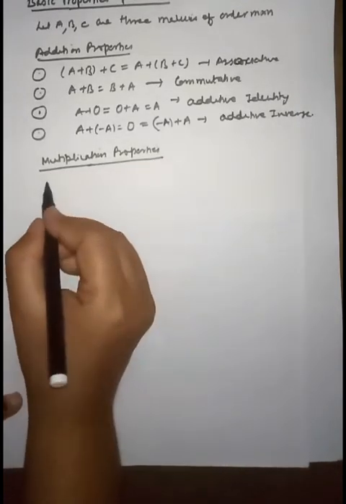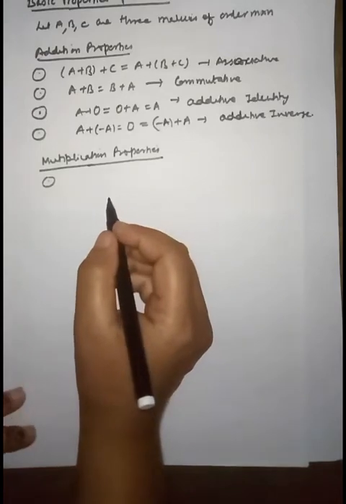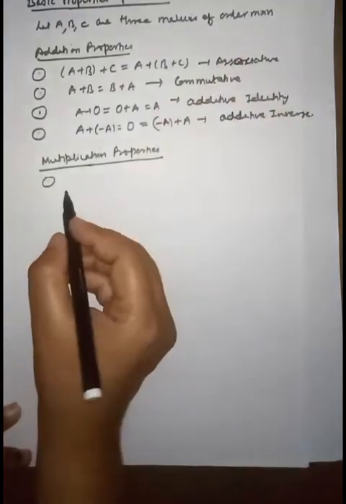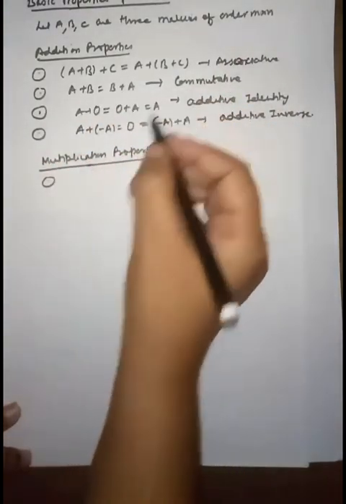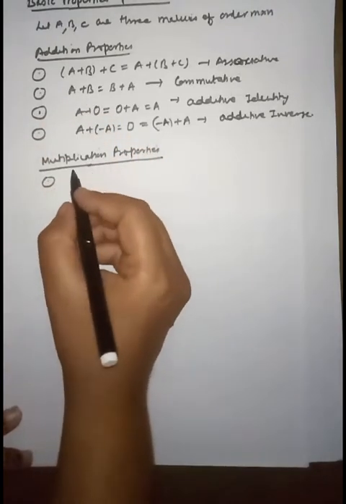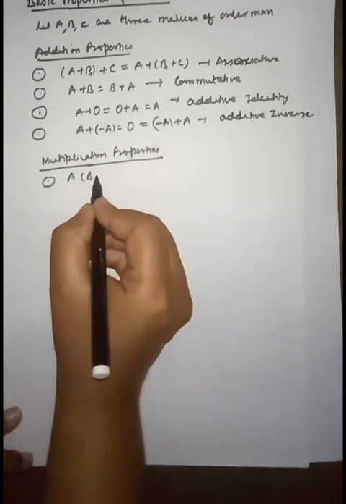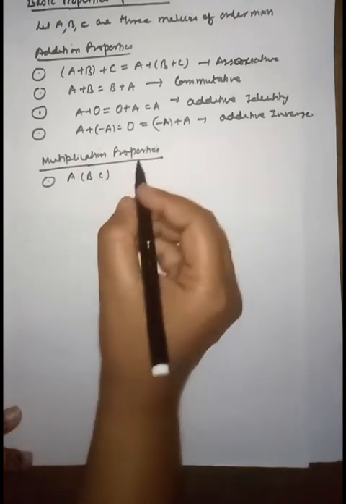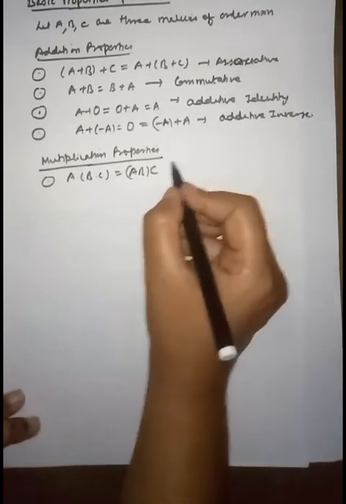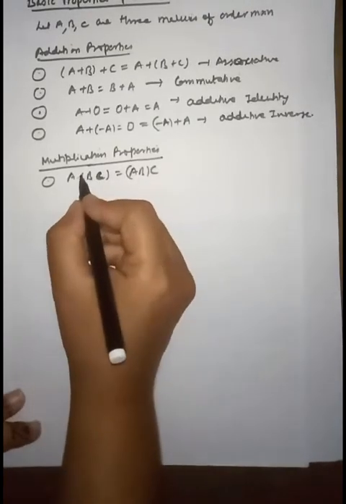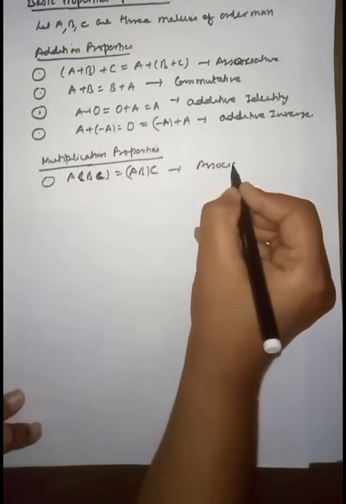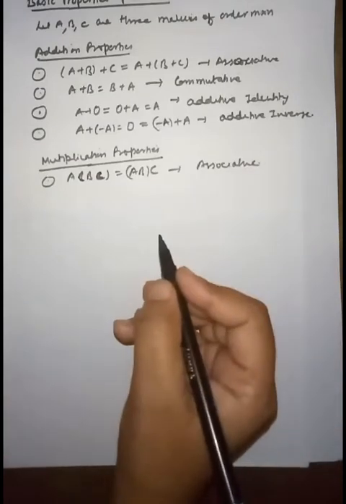Multiplication properties. In multiplication, A, B, C are matrices of m cross n order. The same associative property also holds in multiplication. So this property is (A B) C equals A (B C). This is the associative property for multiplication.